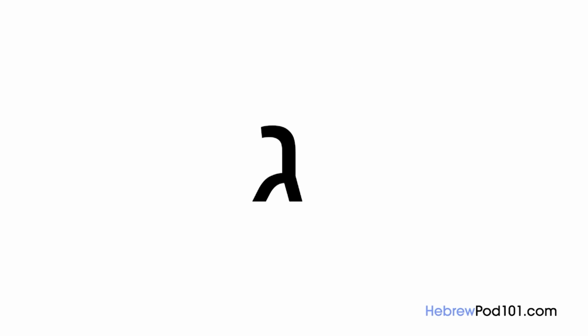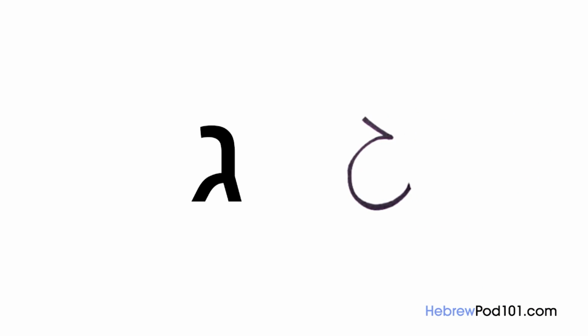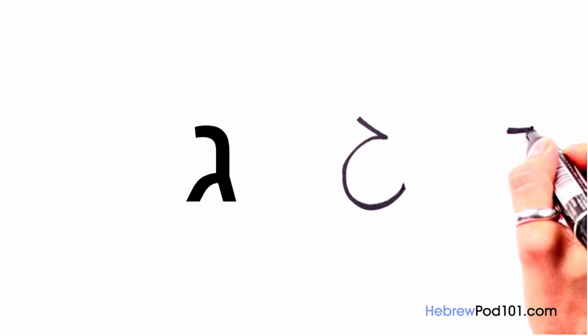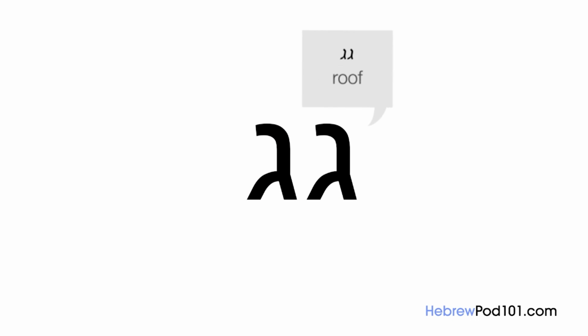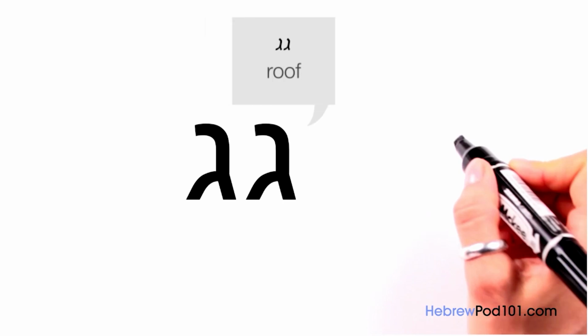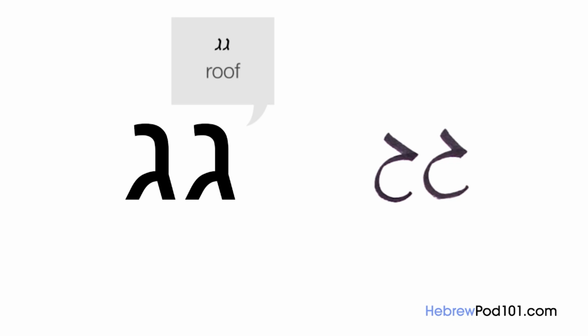The third letter of the Aleph Bet is Gimel. The sound of Gimel is G. Let's first see how to write it by hand. Gimel in handwriting. And in print it looks like this. Gimel. They look quite different, don't they? But the good news is that you already can write another Hebrew word, Gag. This means roof in handwriting. Gag. And in print it looks like this.